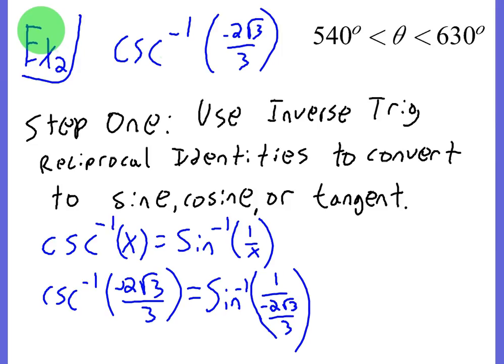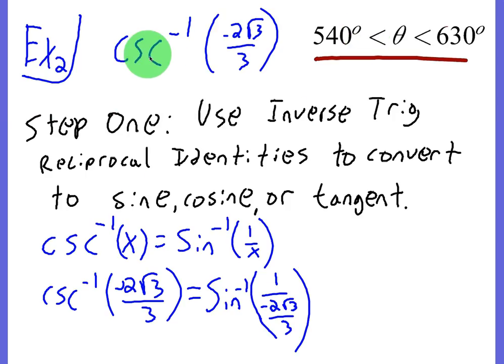Let's take a look at another example. We have cosecant inverse of negative 2 radical 3 over 3. So here's our ratio. We need to figure out an angle. And furthermore, that angle needs to be between 540 degrees and 630 degrees. Two extreme angles that are outside the typical range of the inverse of the unit circle.